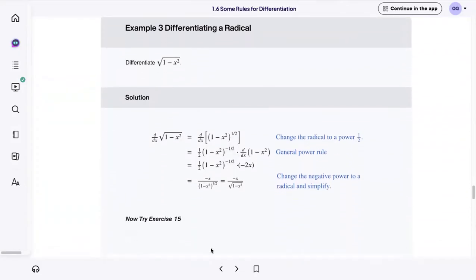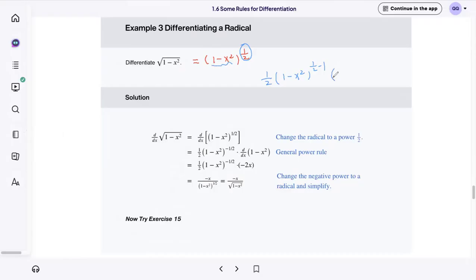Okay, let's see this example. So this will have 2 layers. So first, we want to rewrite this one as 1 minus x squared raised by half. You see, we have 2 layers now, right? So when we take a derivative, we consider the first layer. We're going to deal with this first. So the derivative will be half times whatever the base is, then half minus 1, first layer. Then the second layer is we have to deal with the inside. We have to take a derivative of this.